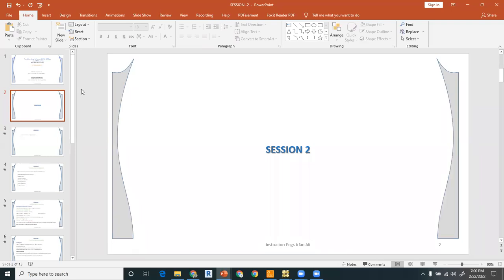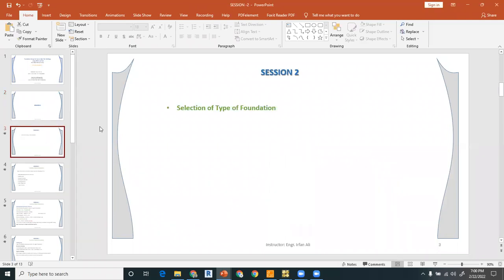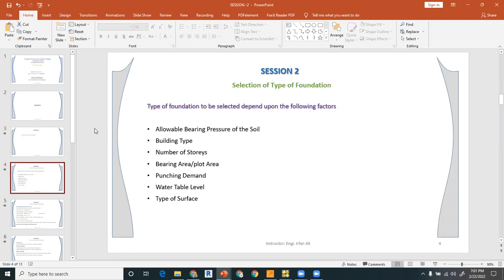All right, so let us start our session 2, which is about the selection of type of foundation. How will you decide which type of foundation is good enough to resist the coming demand from the structure? So these are the different factors which will affect the type of foundation.